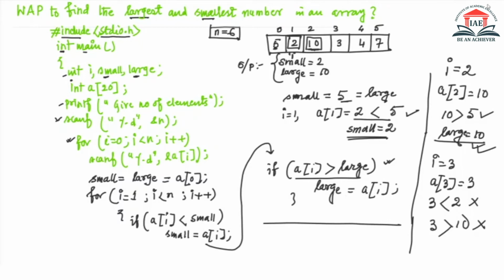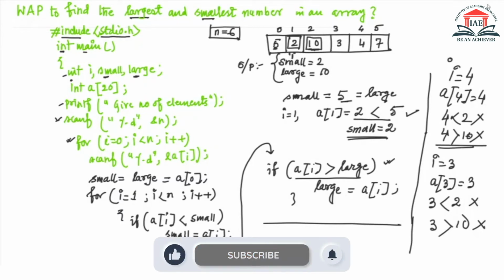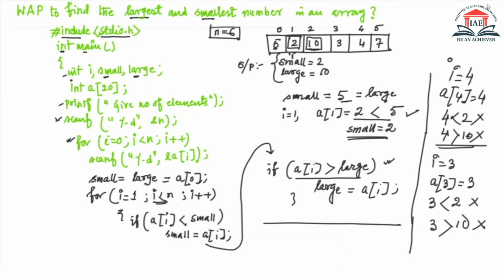Then again the value of i is equal to 4. So a[4] is equal to 4, and of course this 4 is less than 2, the condition is not satisfied, and 4 is greater than 10, that is not satisfied, and it goes on like that until i is less than n. So what we see is that small will always hold the smallest value, and large will always hold the largest value.